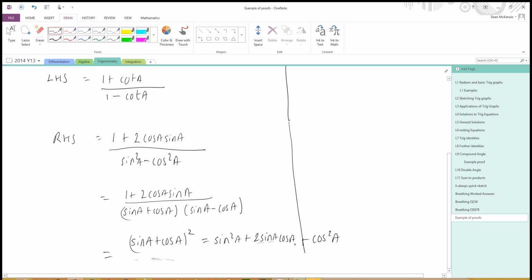But I need a sine squared plus a cos squared. What I've got up there is a 1. Well, actually sine squared plus cos squared is 1. So what I could do is rewrite that. I have actually got that on the top line, which is exactly what I'm hoping.